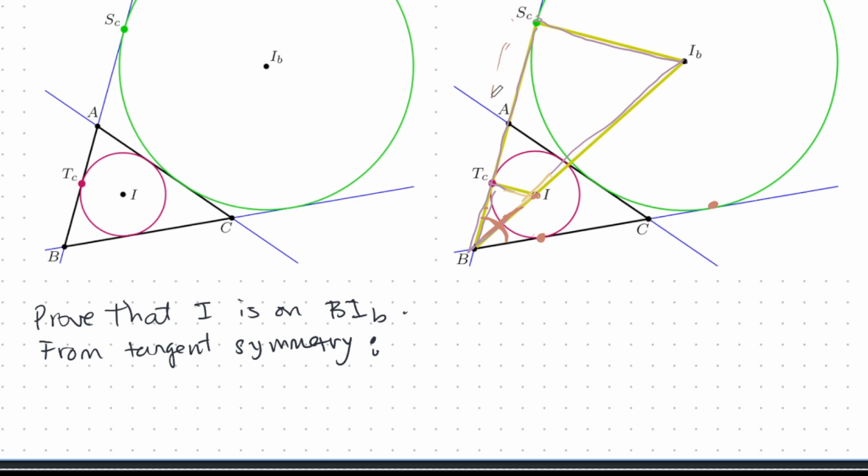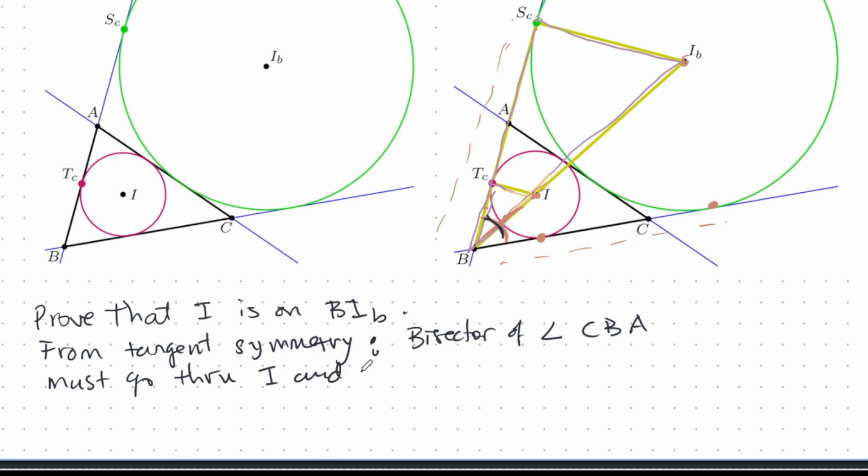These long lines here and here, they are also tangent lines, and so this bisector line must also go through IB. So the bisector line, this is how I can phrase it, bisector of angle CBA, that's this angle here, bisector of angle CBA must go through I and IB by tangent symmetry.